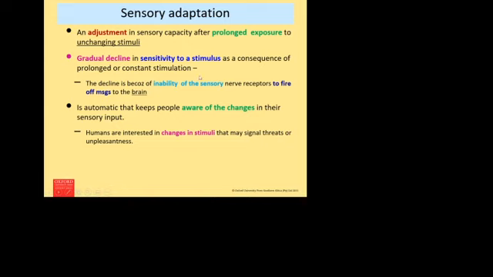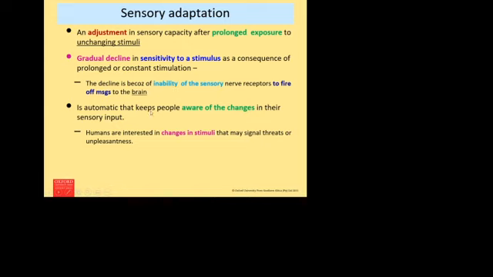That's why when we wear our shoes, we don't smell them, but if we take off our shoes and someone is suddenly behind us, then we know whether our shoes smell bad or okay. So a gradual decline in sensitivity to a stimulus is a consequence of prolonged or constant stimulation. Basically, if we are exposed to an unchanging stimulus for a long time, we become immune to that smell or stimulus.